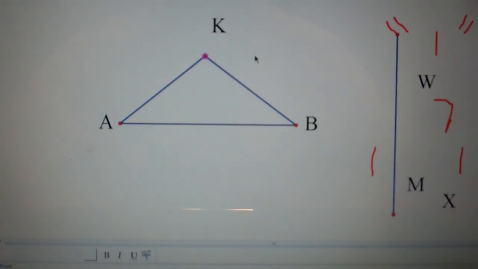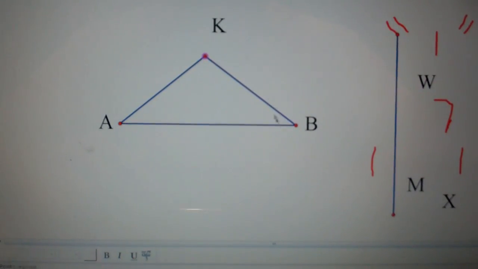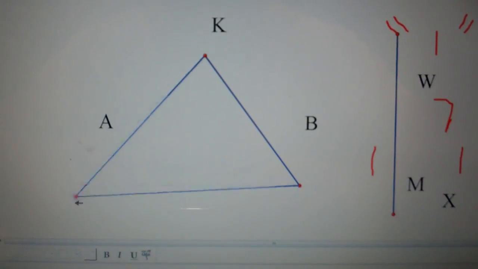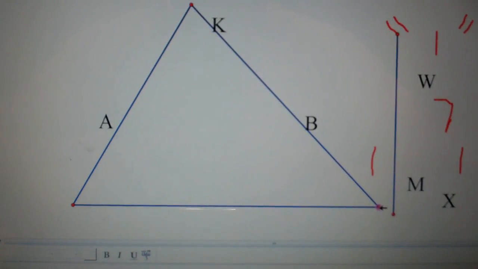This will conclude our lesson for perpendicular bisectors of, oh, I'm sorry, no. We have perpendicular bisectors of triangles. So let's say I draw a triangle here. Let's call this point K again, this point A, and this point B.